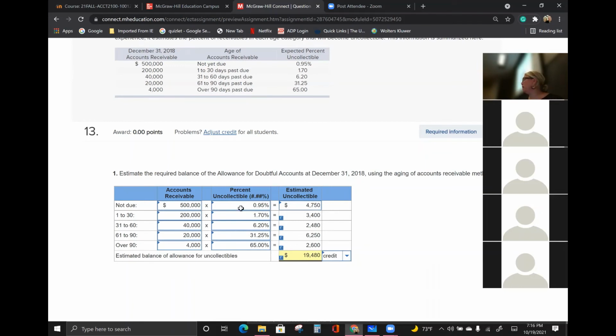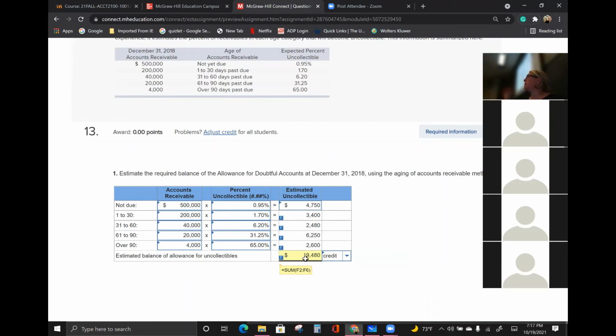I'm going to calculate it out. How do I calculate that out? 500,000 times 0.95% is going to equal 4,750. So I'm just calculating it out, each age on what they've given me. Each amount is going to go here for each age, and then I'm going to total it up.